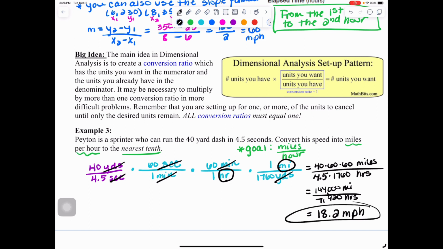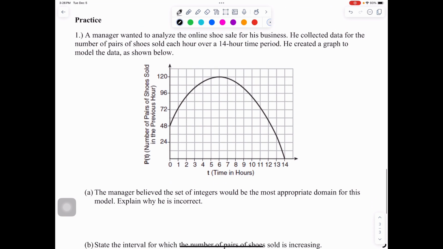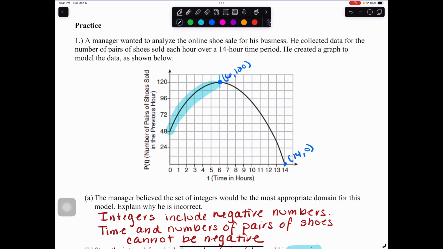So this is related to the topic of average rate of change. So at this point, I would like you to try the practice questions. You're going to pause the video, try the practice on your own, and then resume the video to go over the answers. Okay, so now that you've tried on your own, let's go over the answers.